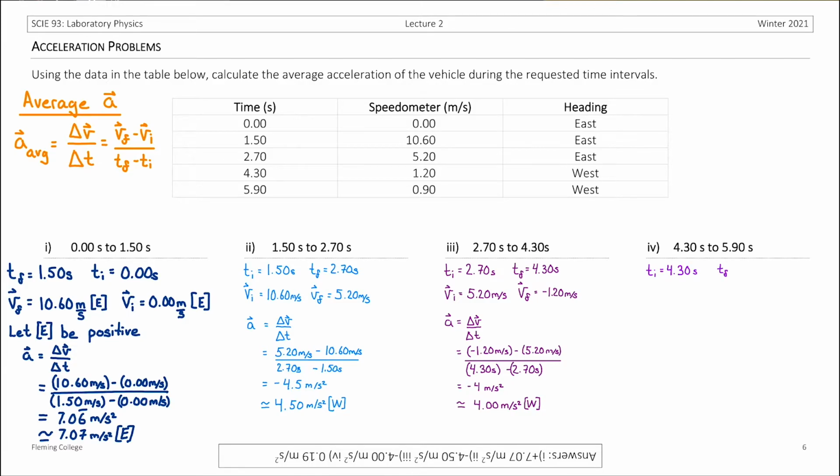I'm going to leave you guys to do part 4, but note you have to be careful with the way you set up your negative signs here, as the vehicle now begins to slow down. So it has an acceleration in the easterly direction while traveling west.